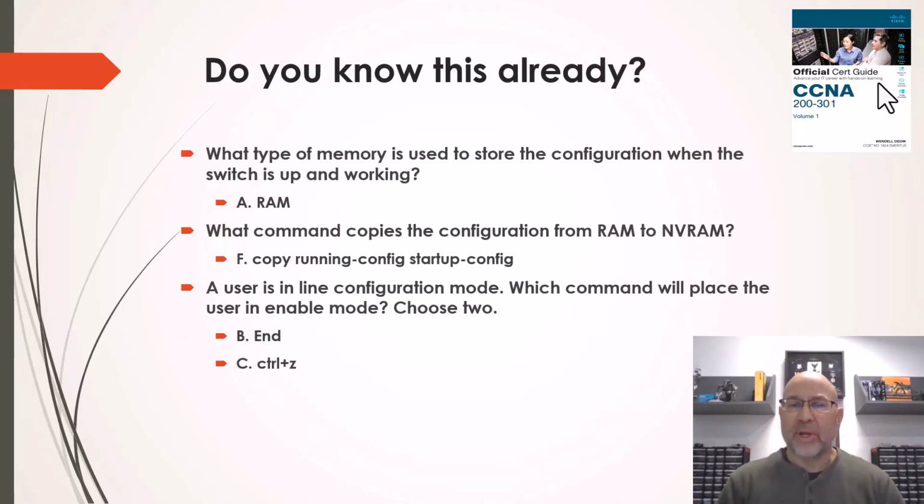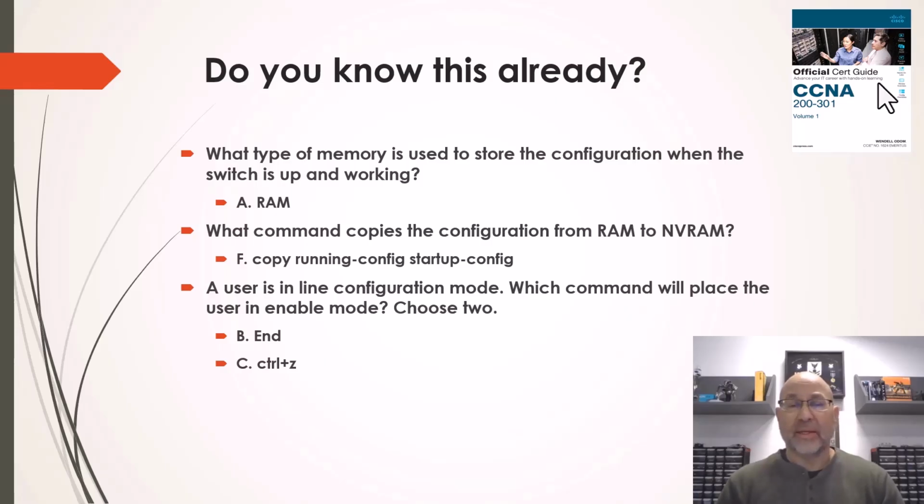What type of memory is used to store the configuration when the switch is up and working? For this we have to realize that when we type in commands and tell a switch or a router how to operate, it goes into volatile memory, or RAM, random access memory. That also means that if you power off the switch, the configuration is gone. So that's where it goes initially.